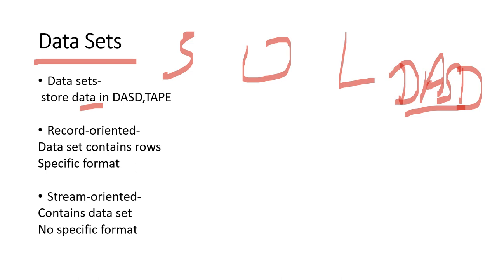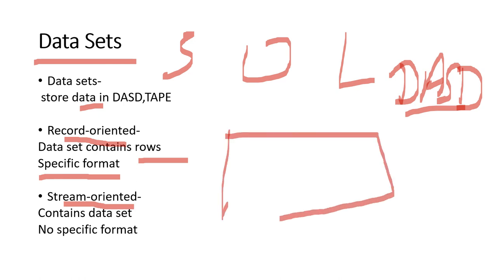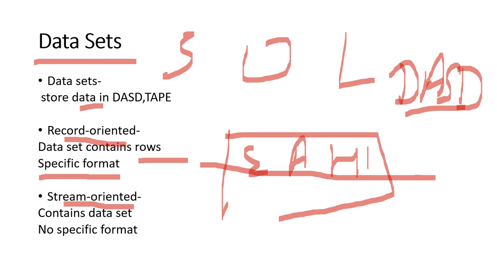Next, datasets are divided into two types. First is record oriented and second is stream oriented. In a record oriented dataset, the data is in rows called records that have a specific format. Always remember, all record oriented datasets have a specific format. Let's take one example. If a dataset contains payroll records, then each record might represent a single employee, like employee name, employee address, hours worked, pay rate, and so on.